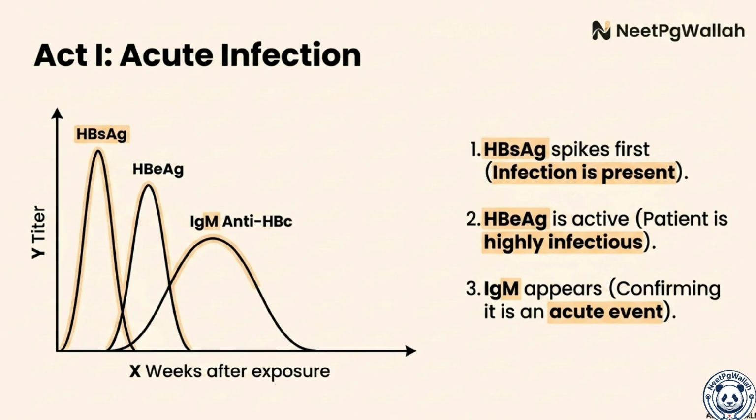Number 1, HBsAg spikes first. The surface antigen tells us, yep, the infection has arrived. Number 2, HBeAg spikes next. The virus is actively multiplying, which means the patient is highly infectious. And number 3, IgM anti-HBc appears. Our immune system's first responder confirms that an acute event is actively happening right now.